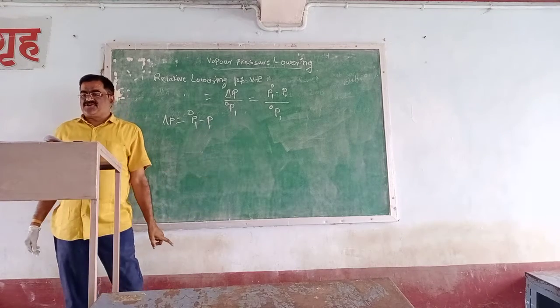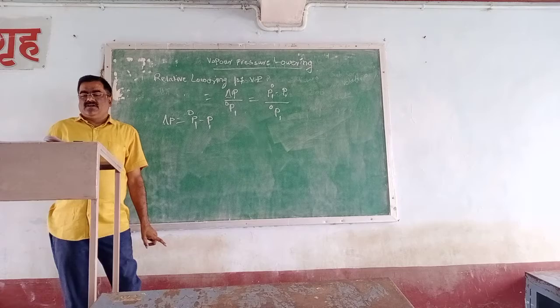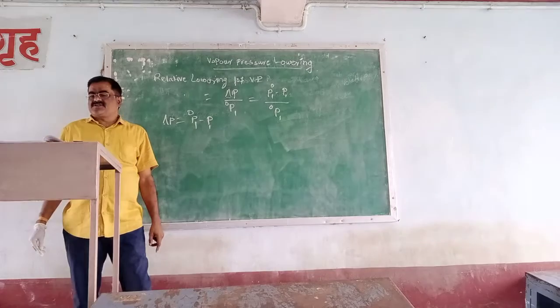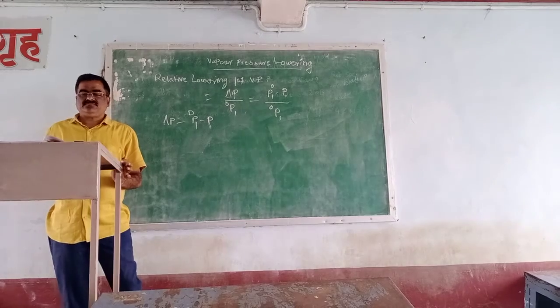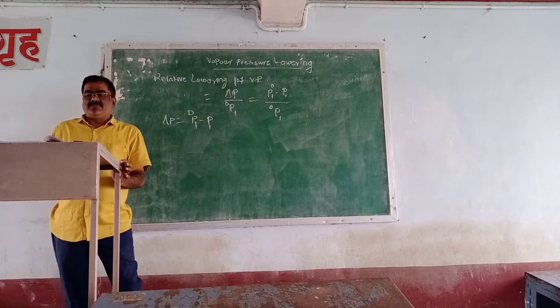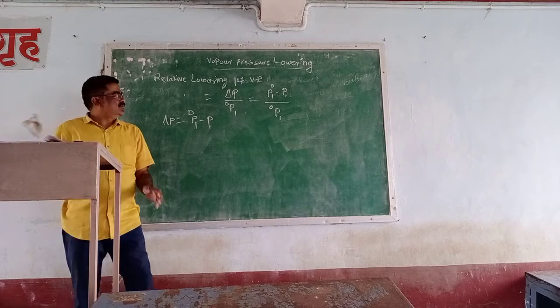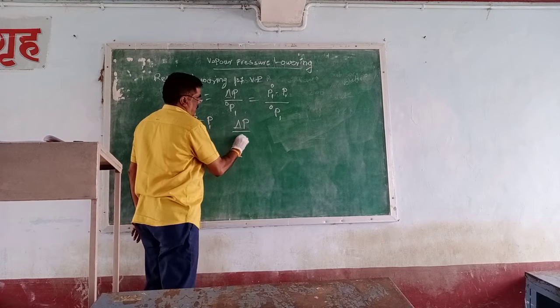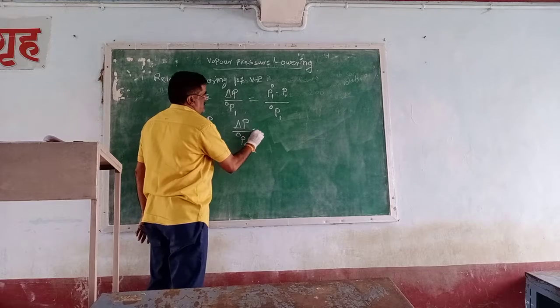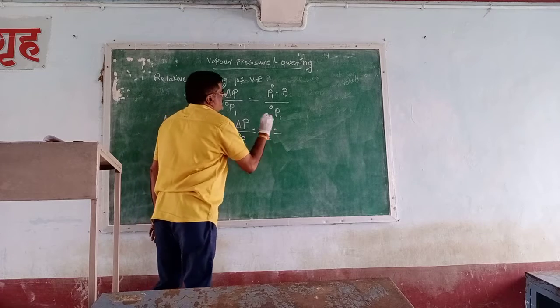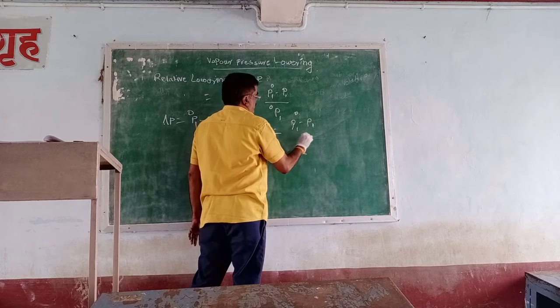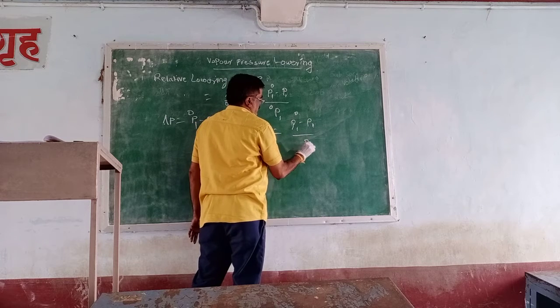And this equation shows that delta P by P1 naught is equal to x2, which is equal to P1 naught minus P1 divided by P1 naught.